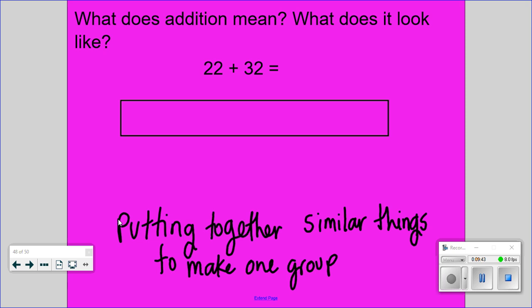Once you've written that down, go ahead and write the equation 22 plus 32, because that's going to be the example that we're going to use. Dominic, you need to get that definition down. And then I've already drawn a bar, so go ahead and draw your bar model.